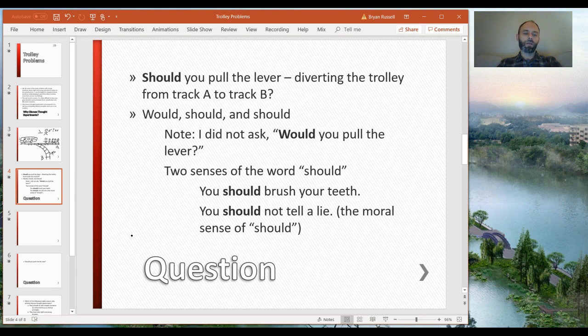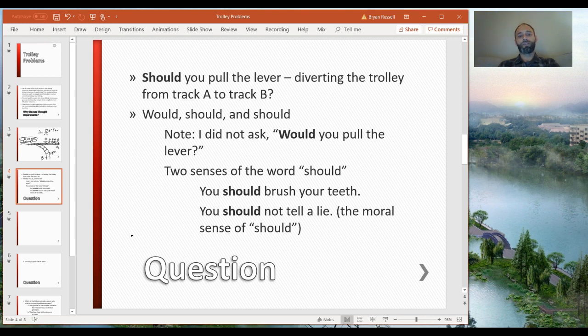Now, there's a further complication in that there are multiple senses, multiple definitions, of this word should. So compare these two different sentences. You should brush your teeth, and you should not tell a lie. I'm making the claim that there are two distinct uses of the word should here. The first sense, when somebody tells you you should brush your teeth, essentially what they're telling you is it would be good for you to brush your teeth. It would be prudent for you to brush your teeth, especially if you want to keep your teeth healthy into old age.